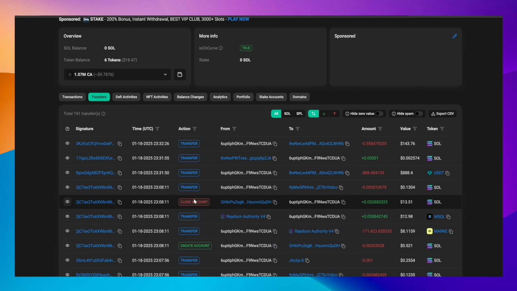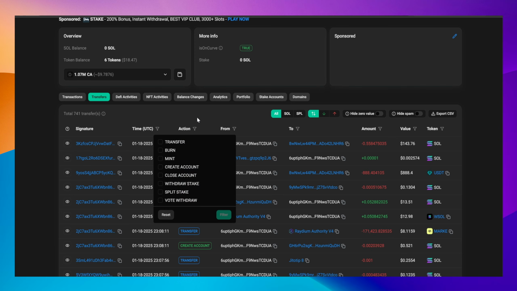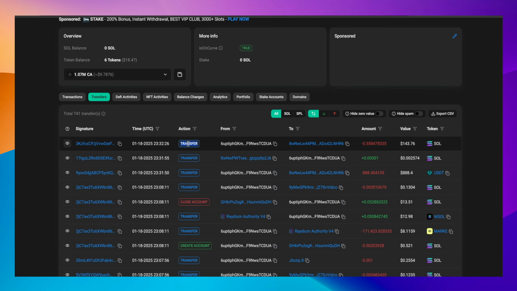Action, which can be transfer, close account, create account, swaps, but most of the times it's going to be transfer, which means that some sort of sending or token receiving happened. From, which means the wallet who started this transaction, and to, which means the wallet who received it. The amount of the token, and its USD value. As you can see, pretty straightforward. A total of 741 transactions were performed related to this wallet.